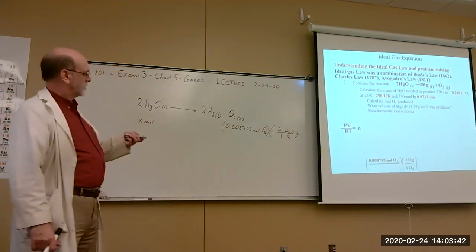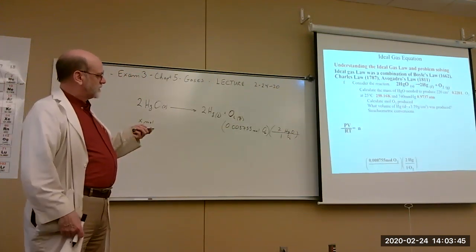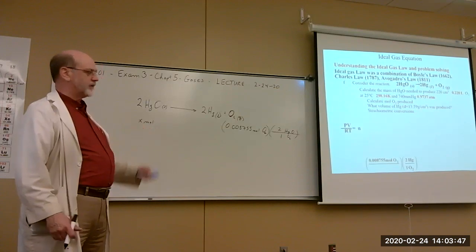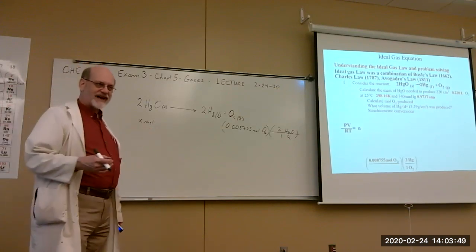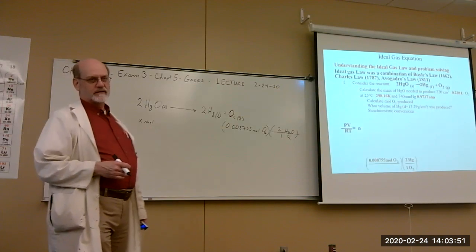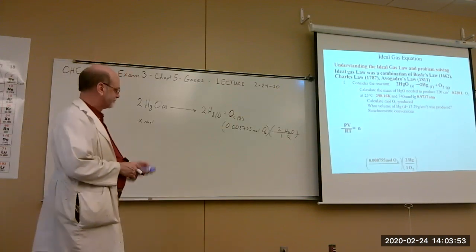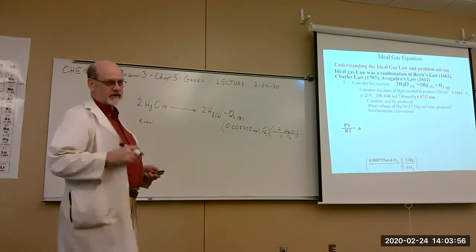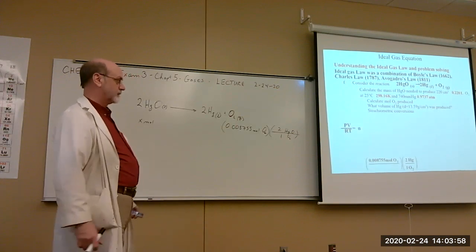There it is. The density of mercury is 13.59, which means it's 13.59 times denser than water. That's why Torricelli used mercury instead of water, I think.